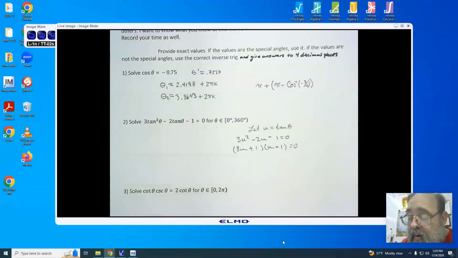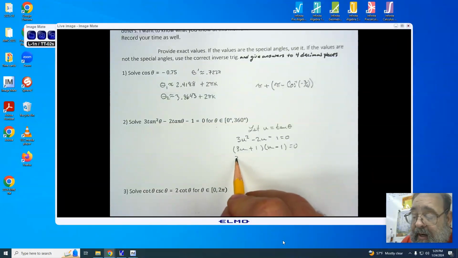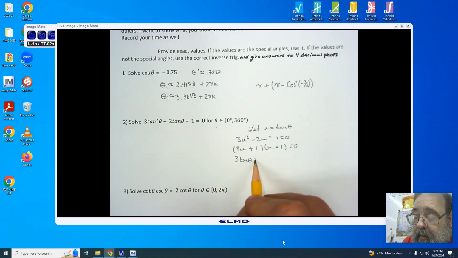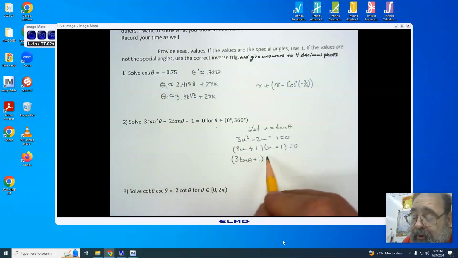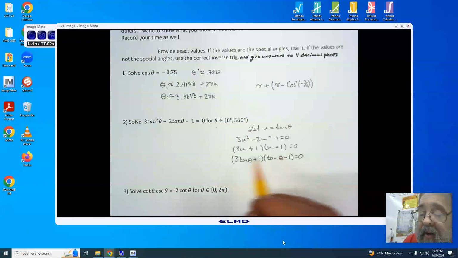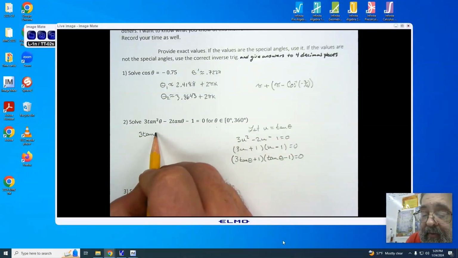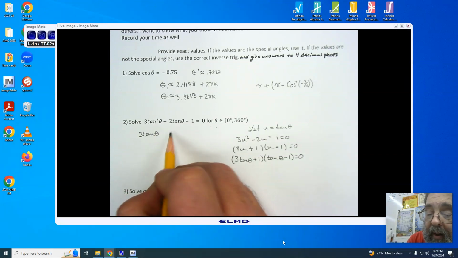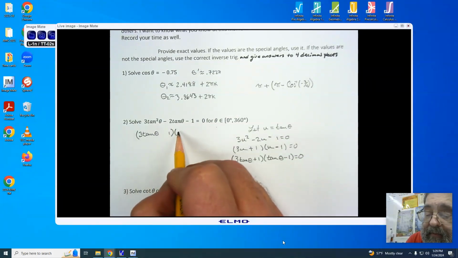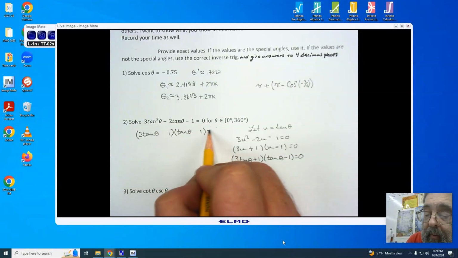I'm going to put a plus 1 right here so that I have a positive u. Once I have that, I can now back substitute my tangent of theta for u. Please remember this is only an option. It is not required. Many people, as you get more and more used to your trigonometry, are going to be able to factor it completely and simply go to 3 tangent of theta with a 1 and then have tangent of theta with a 1 equaling 0.